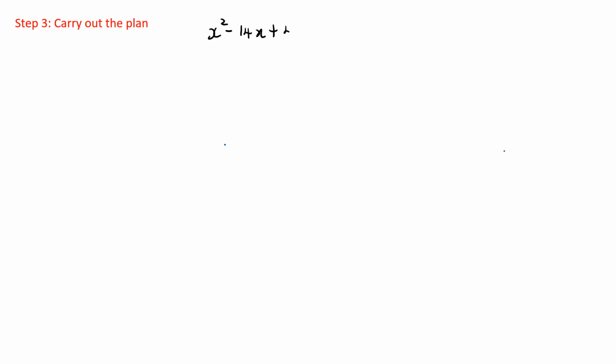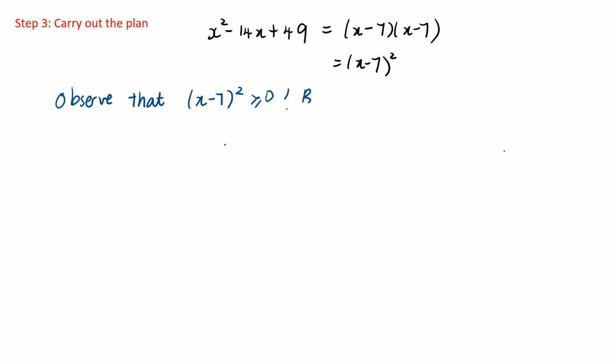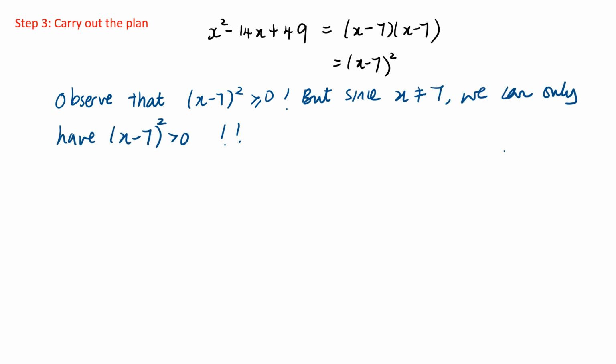Step number 3 is to carry out the plan. So we factorize the quadratic expressions. We end up getting a perfect square. So here we can eliminate that a, because earlier on, if you recall, we mentioned that both a and b can be both negative. But here we have already found that the denominator is a positive number. And if the denominator is a positive number, the numerator must be positive.